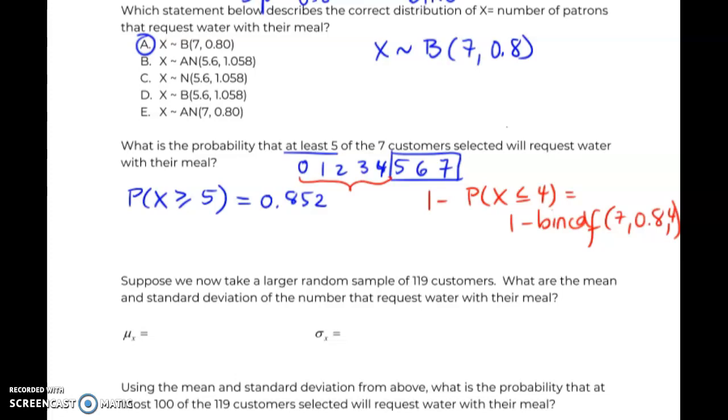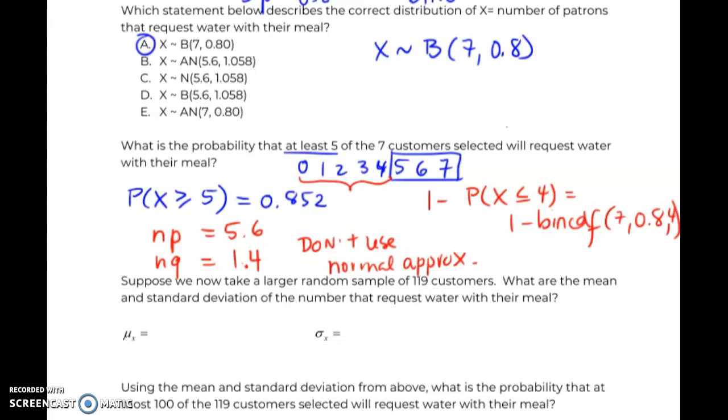Now, when we have just a small sample size, our rule of thumb, our N times P would be equal to 5.6, and our N times Q would be equal to 1.4. So these are not at least 10, and therefore we cannot use the normal approximation. So we have to be very careful when we're looking at this.